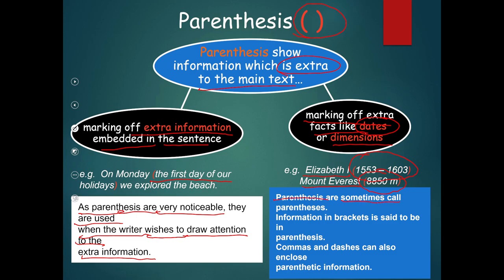Parentheses are sometimes called parentheses with an E in it. Information in brackets is said to be in parentheses. Commas and dashes can also enclose parenthetic information. We can also use commas and dashes for this purpose.